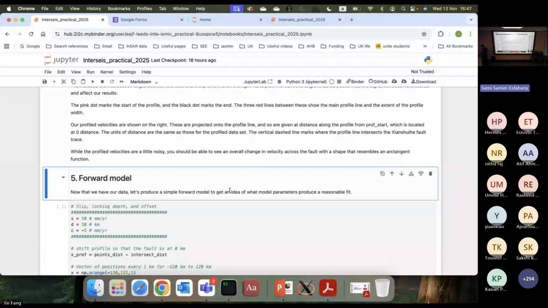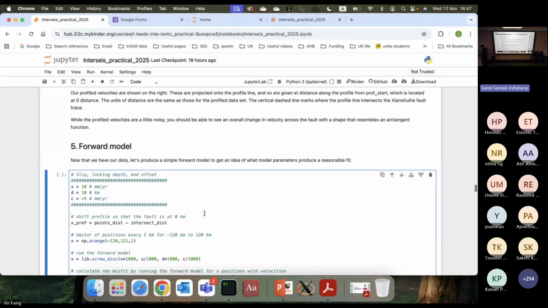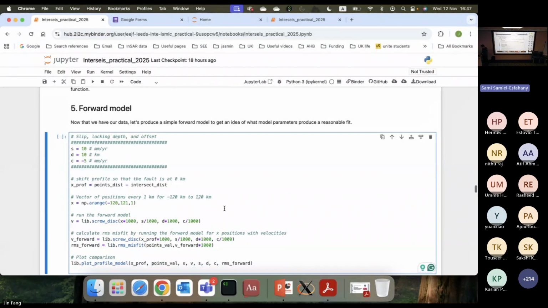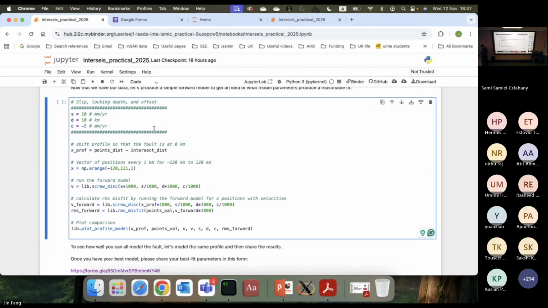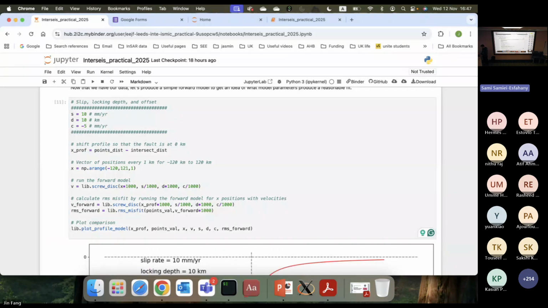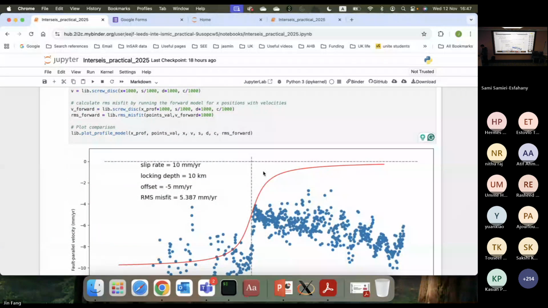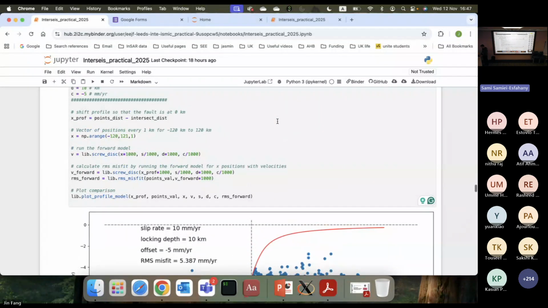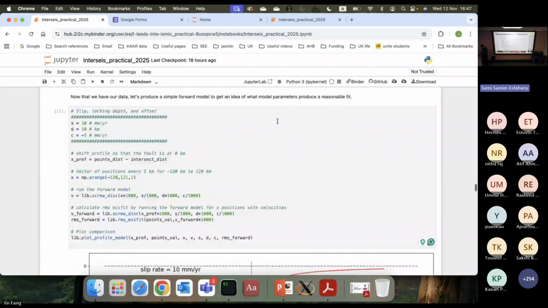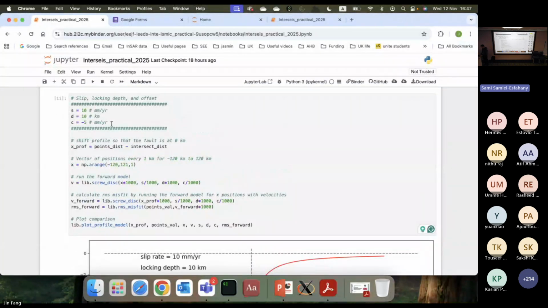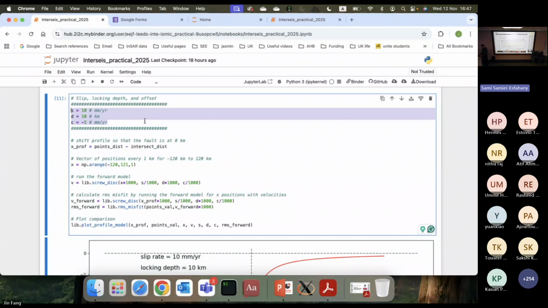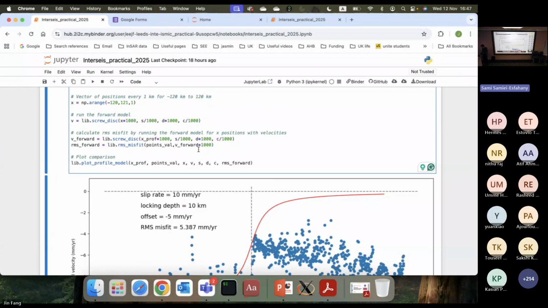So now we've got our data ready. Let's produce a simple forward model to get an idea of what model parameters produce a reasonable fit. So let's start with an initial guess. And as you can see, this first attempt gives quite a poor fit to the data. The idea here is to experiment. You can adjust these parameters to get a better match between the model and the observed velocity profile.